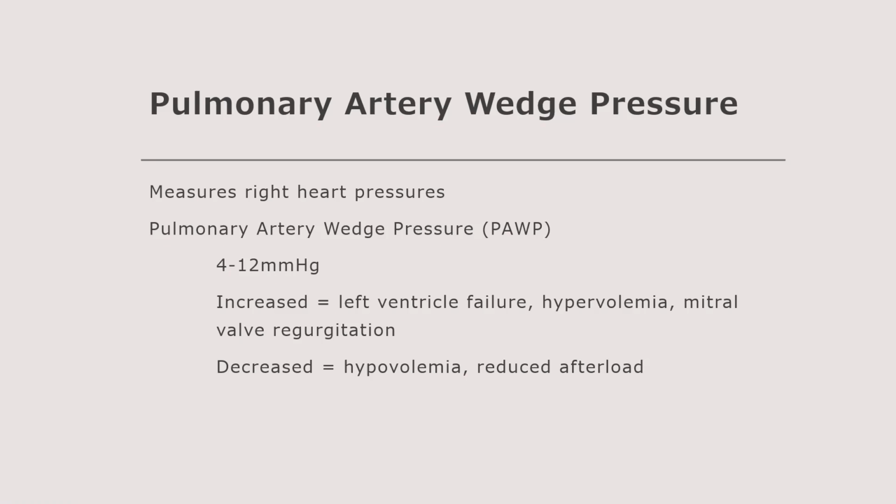Again, when we have an increased or elevated pulmonary artery wedge pressure, that typically means a hypervolemic state, or it could be that the left ventricle has failed, or it could be mitral valve regurgitation. But again, that's that left side of the heart. And of course, decreased would be hypovolemia and a reduced afterload of the heart.